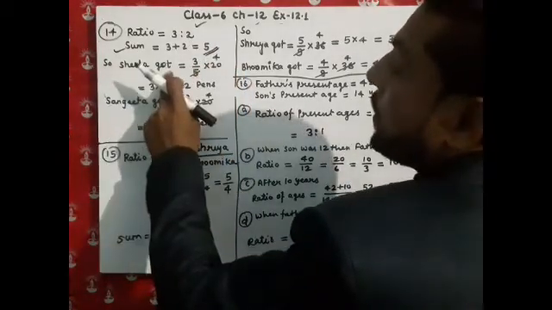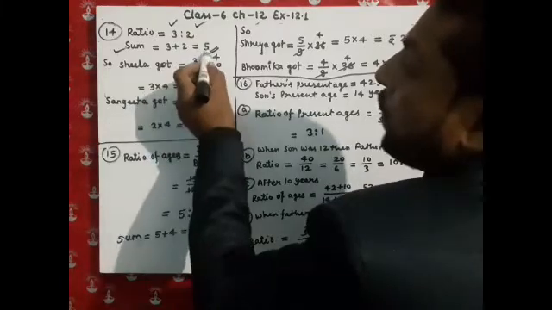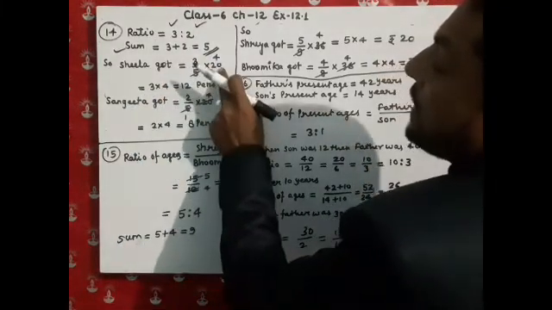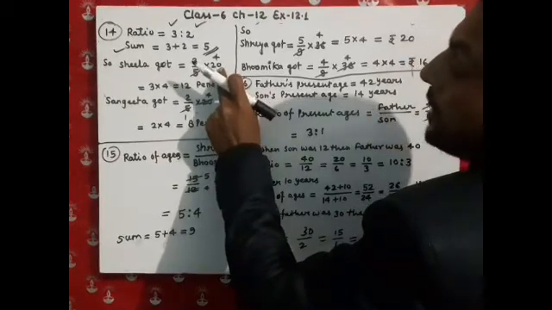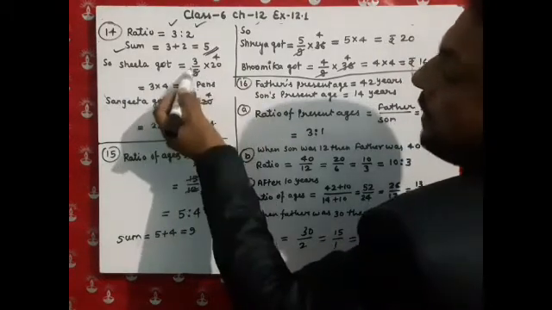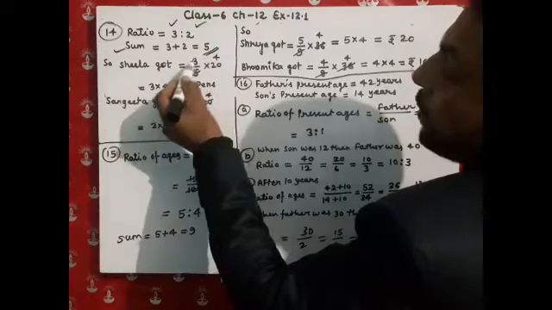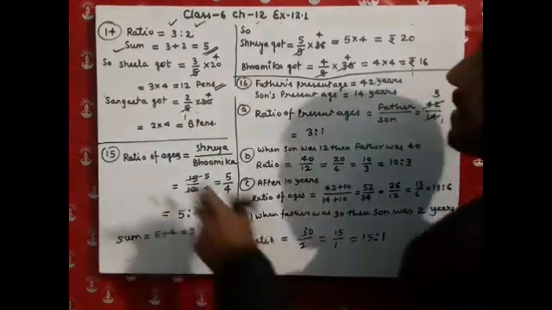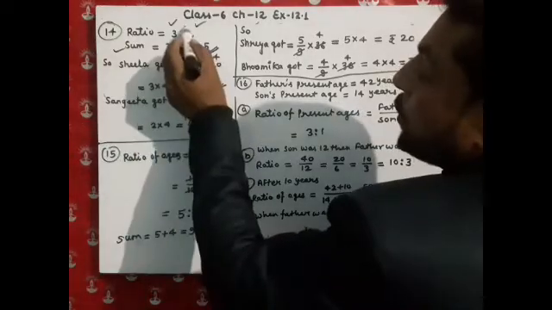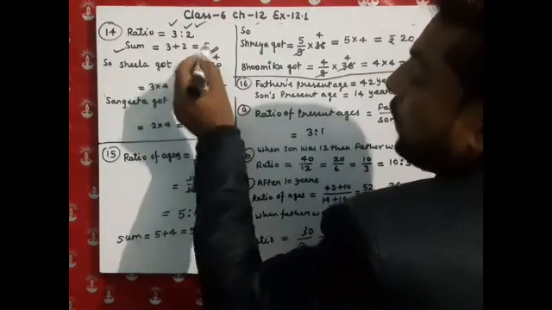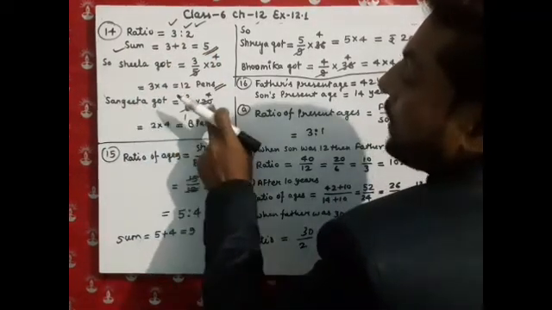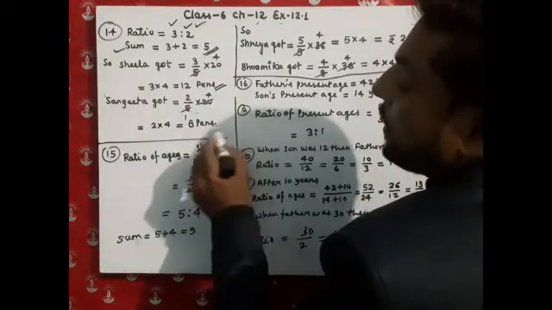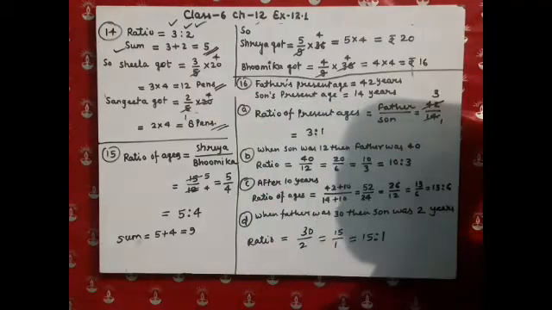Now Sheila got 3 out of the total ratio 5. So 3 out of 5 of 20 pens, so multiply with the given number. So 5 fours are 20, then 4 multiplied by 3 is 12. That means Sheila got 12 pens. Now Sangeeta got 2 out of the total 5. So 2 out of 5 into 20. So 5 fours are 20 again, 4 twos are 8. So Sangeeta got 8 pens.